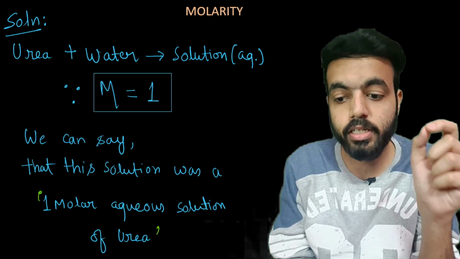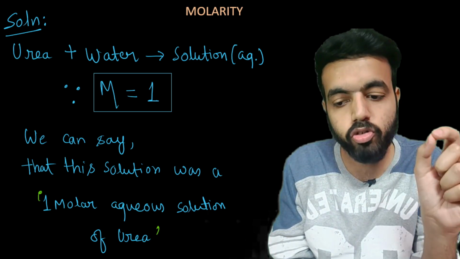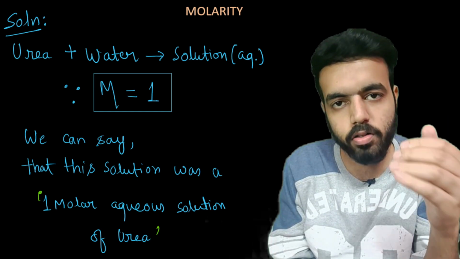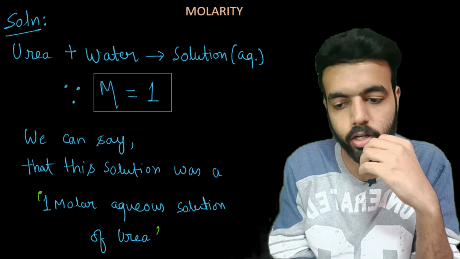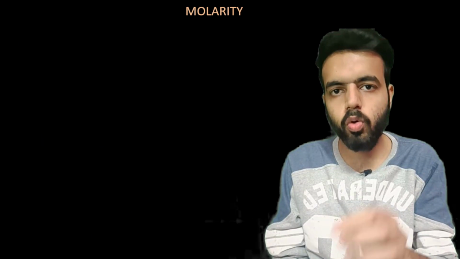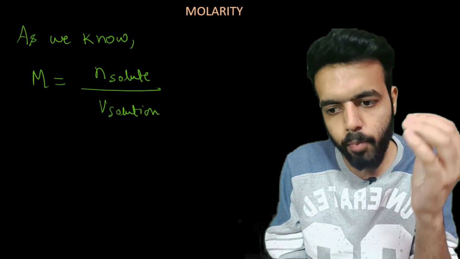Hence we can say that this solution is a unimolar or 1 molar aqueous solution of urea. 1 molar because the molarity is 1, aqueous because the solvent is water, and solution of urea because the solute is urea.